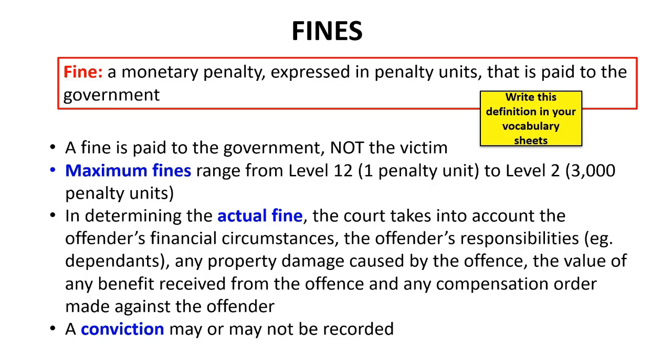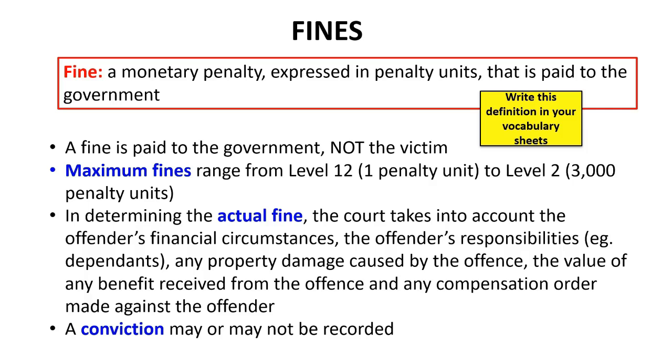Finally, the court will take into account any compensation order that has been made against the offender. You may recall that in criminal proceedings, a court can decide to require the offender to pay compensation to the victim. So, for example, in the case of a person who defrauds pensioners, that offender may be required to pay to those pensioners an amount of compensation equal to the amount of money that they have ripped off those pensioners, and that will be taken into account in the size of the fine. The fine will be less if, in addition to the fine, the offender is required to compensate the people who are victims of that crime.